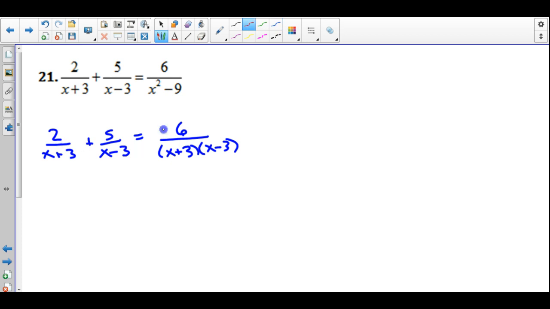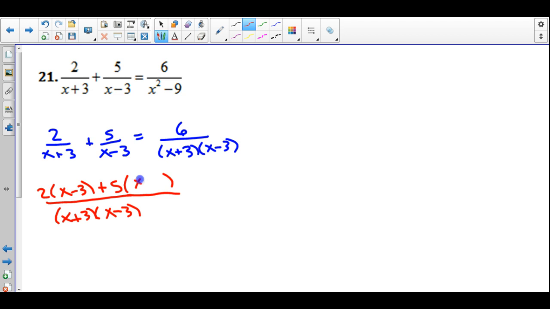As far as a common denominator on all of this stuff, I'm going to end up with x plus 3, x minus 3. So I need to know, what does this denominator need on the left side in order to look like this denominator? And it needs the x minus 3. So first I'm going to write it as x plus 3, x minus 3. I'm going to write this as 2 times the x minus 3 plus, and then I'm going to write the 5 next to an x plus 3. And the reason for that, again, this denominator would need the x plus 3 in order to look like our common denominator. And now I'm going to set that equal to 6 over x plus 3, x minus 3.